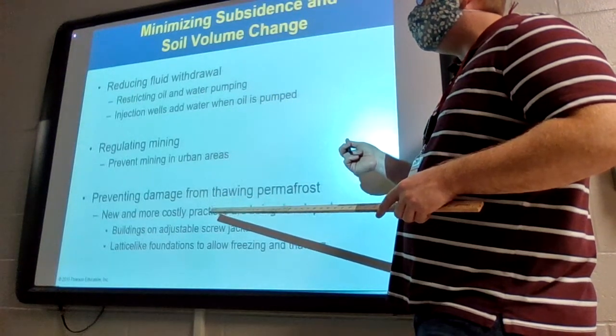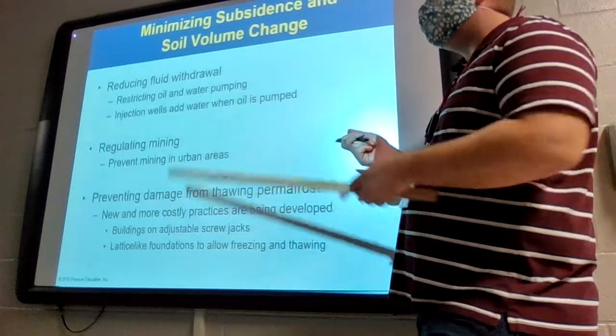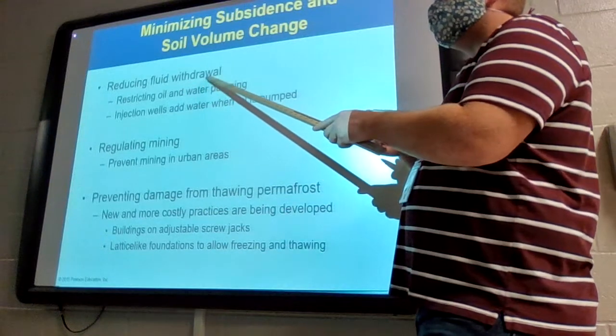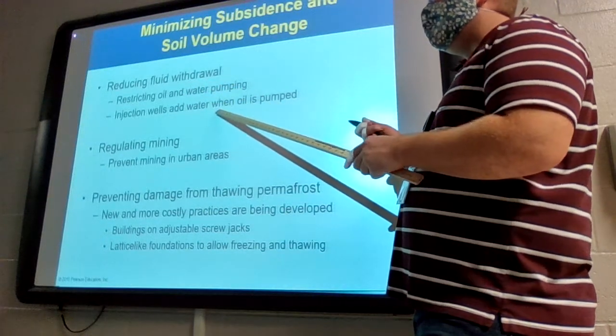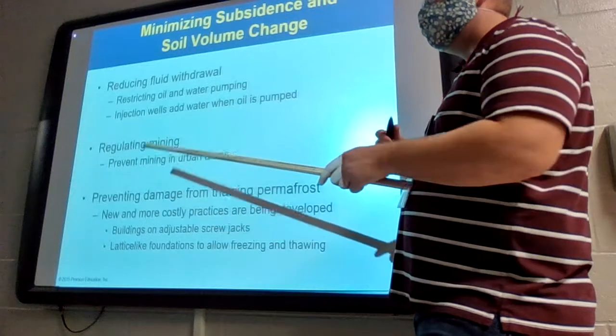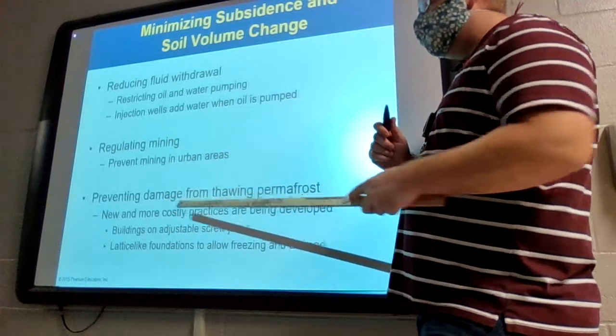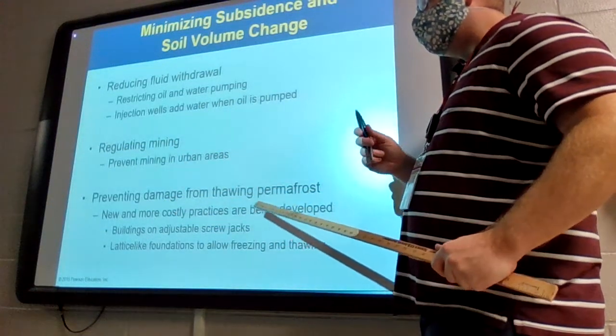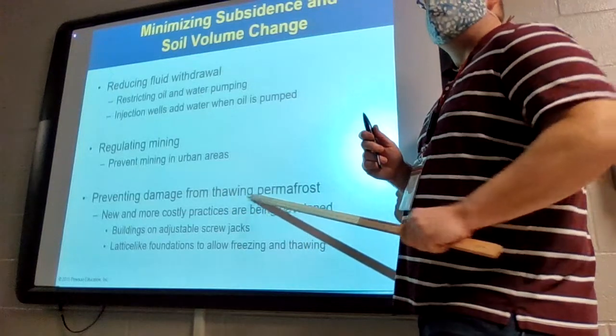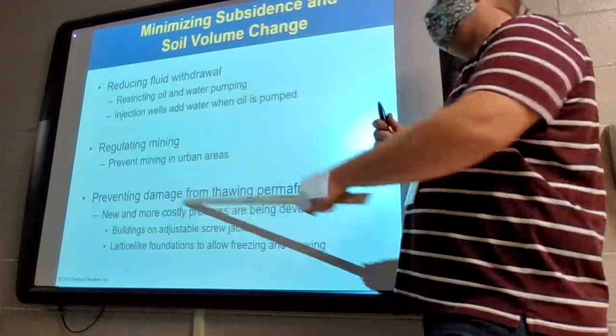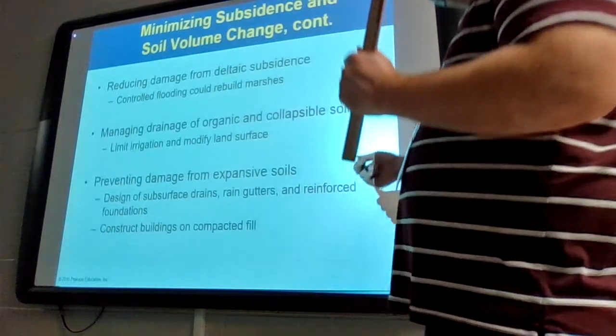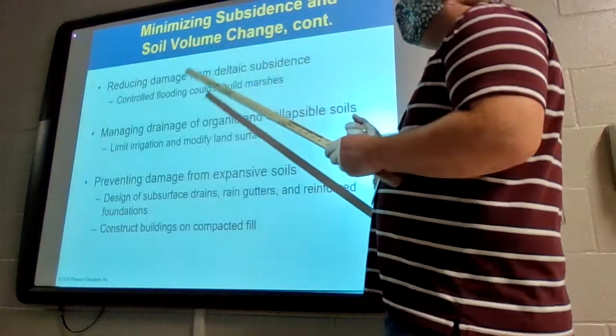What can we do to minimize it? Don't do the things that make it bad. So restrict fluid withdrawal, or at least make it happen over a longer period of time. Regulate mining, prevent damages from thawing permafrost. Not a lot you can do to prevent the permafrost from thawing, but you can try to keep the damage from being as bad as it could be.